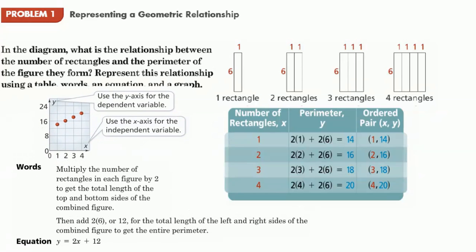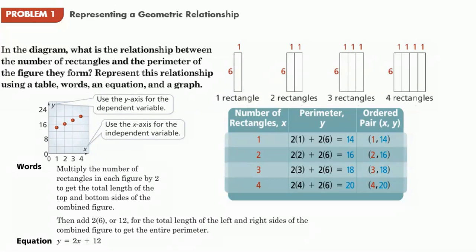So I'm going to move this a little bit lower, and then here's our equation, our graph. So our graph is based on the table. Okay, our graph is going to be the following. You have the number of rectangles, which is going to be our x value, our independent variable. So our x-axis goes from 0 to 4.